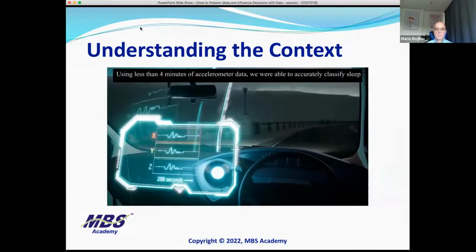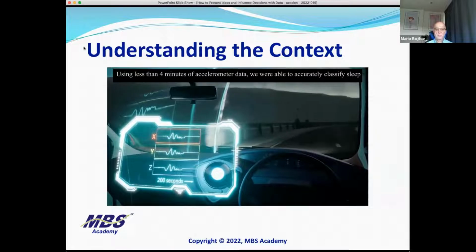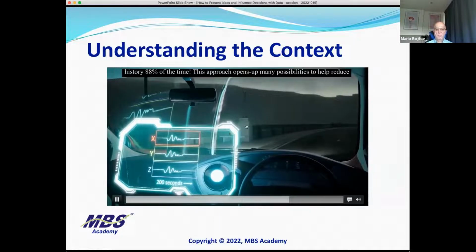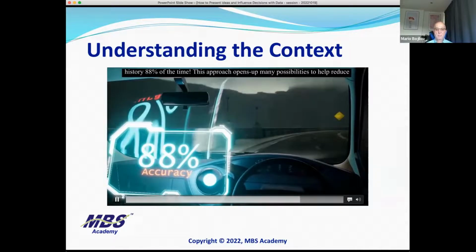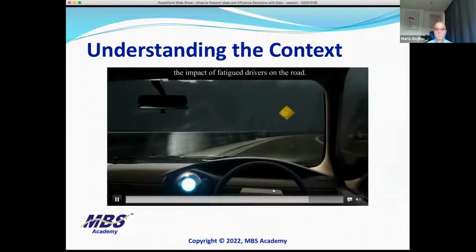Using less than 4 minutes of accelerometer data, we were able to accurately classify sleep history 88% of the time. This approach opens up many possibilities to help reduce the impact of fatigued drivers on the road.